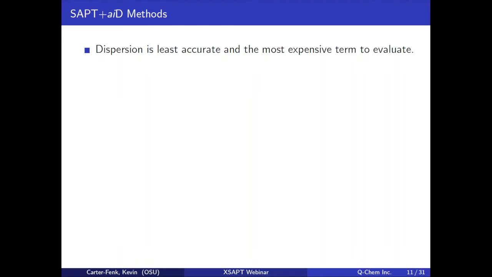So the dispersion is the least accurate term, and it's also the most expensive term to evaluate in the SAPT expansion. So the dispersion term costs N to the 5th, while the exchange dispersion term costs N to the 6th.